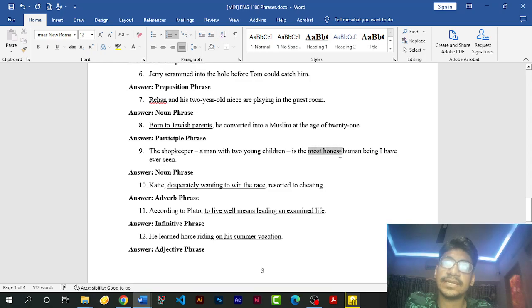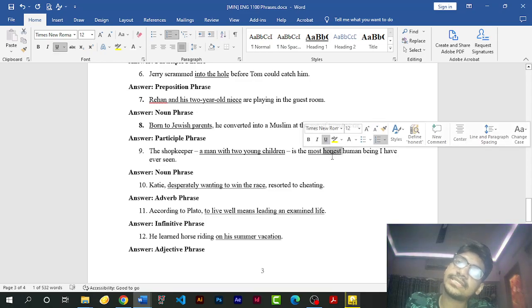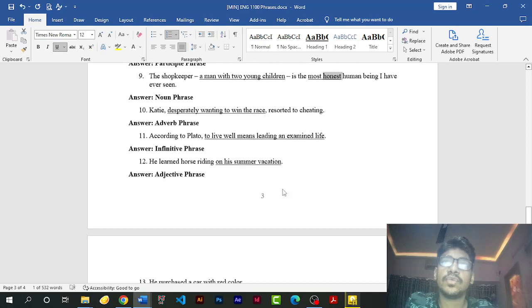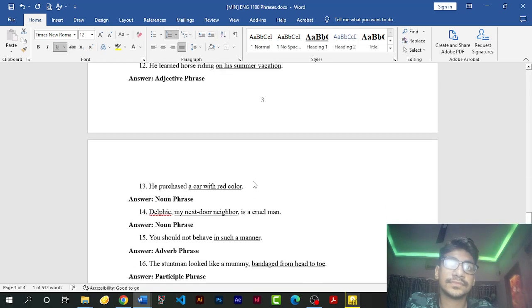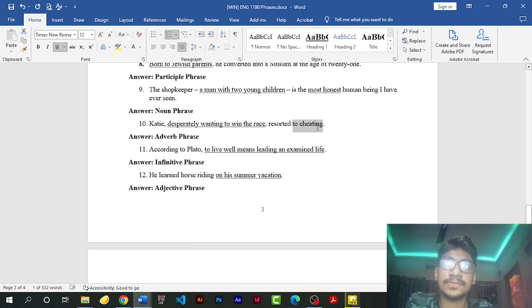But if I just underline this part, most honest, what is this? It's an adverb phrase because the word honest is an adjective and the word most is modifying the adjective, which makes it an adverb. What about to cheating? This part, this is an infinitive phrase, right?